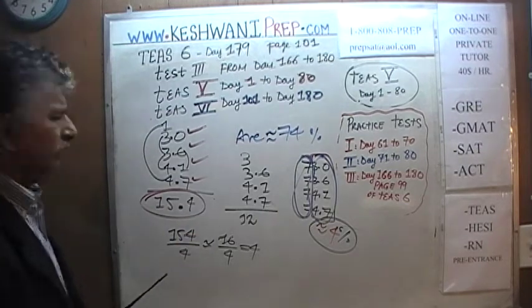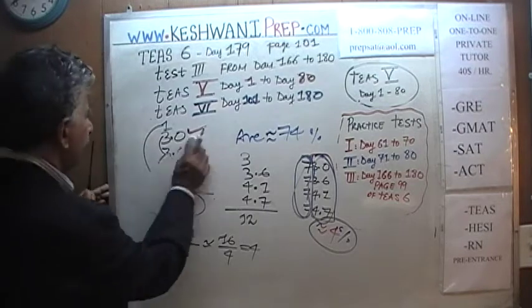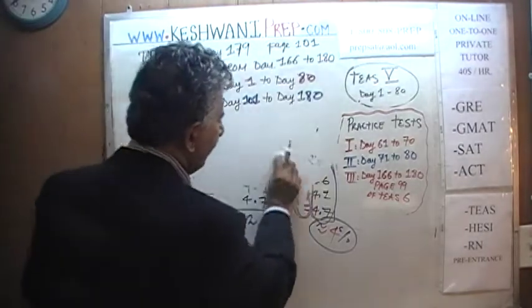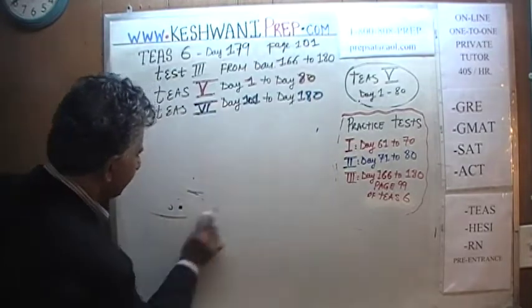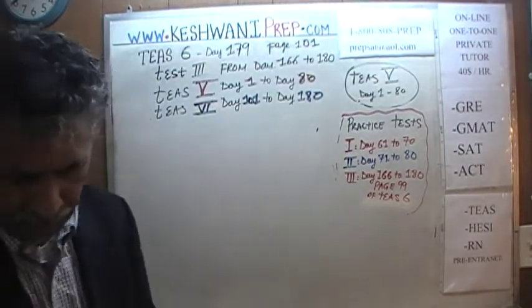I spoke too much. Let's go to the next one, shall we? We're making too much fuss about it. Number 31, which is the penultimate question, and then the 32.